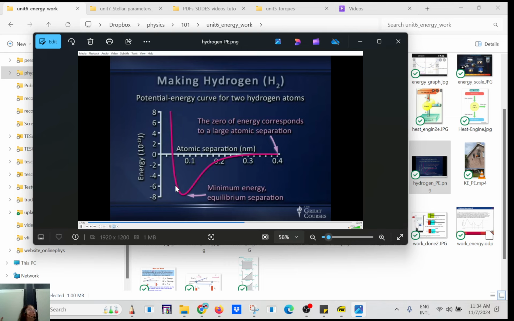If you try to squeeze them, they go crazy. Look at that. It's almost like a vertical slope. And otherwise, you really have to put energy to break them apart, right? You have to put a lot of energy to break them apart, and then it goes to 0, so the hydrogen atoms are free.